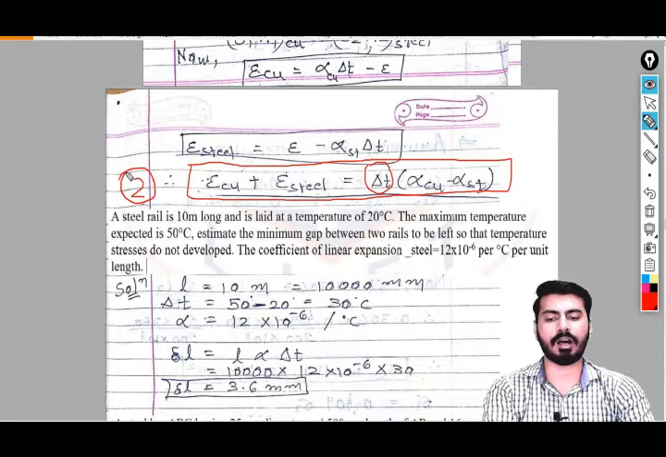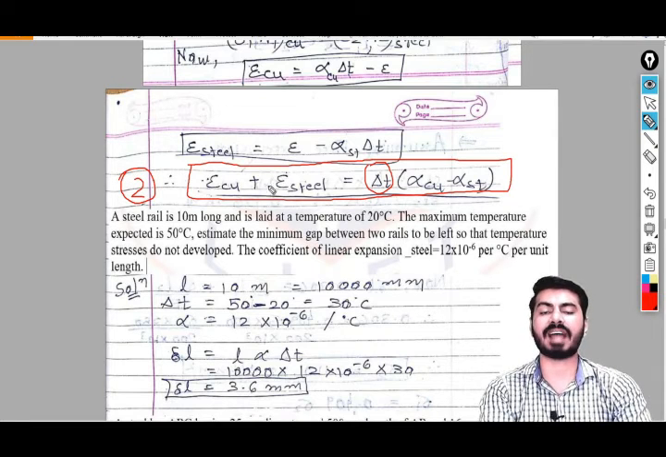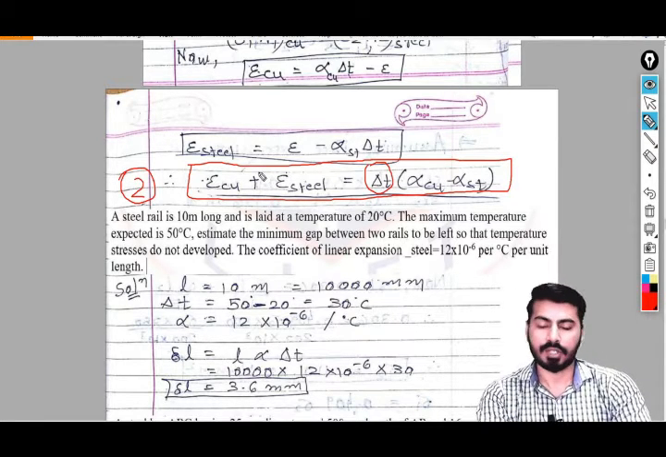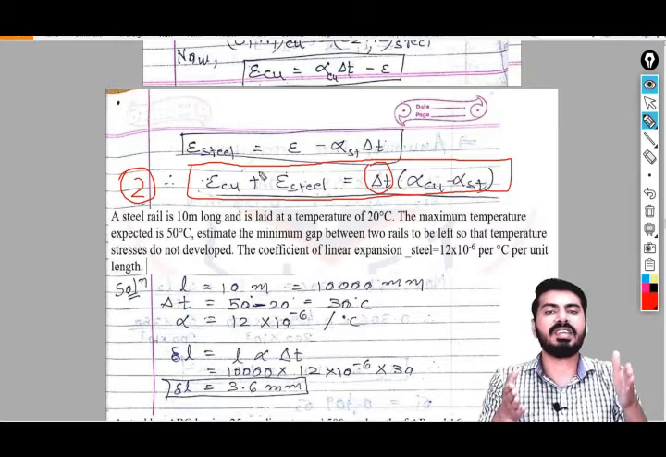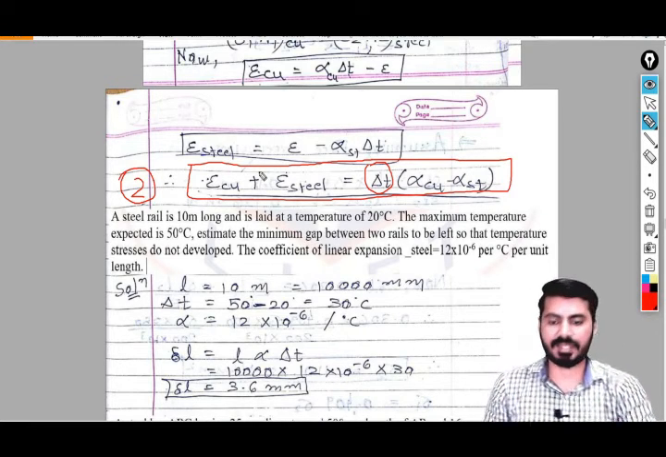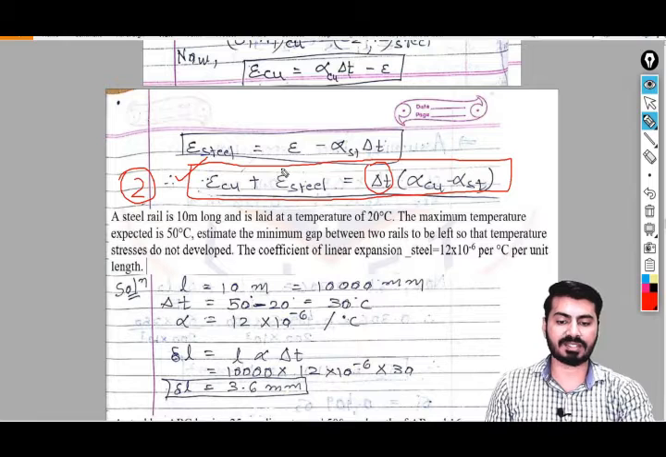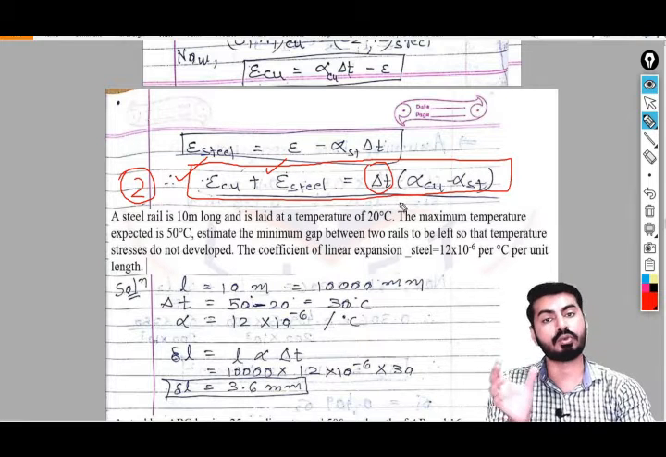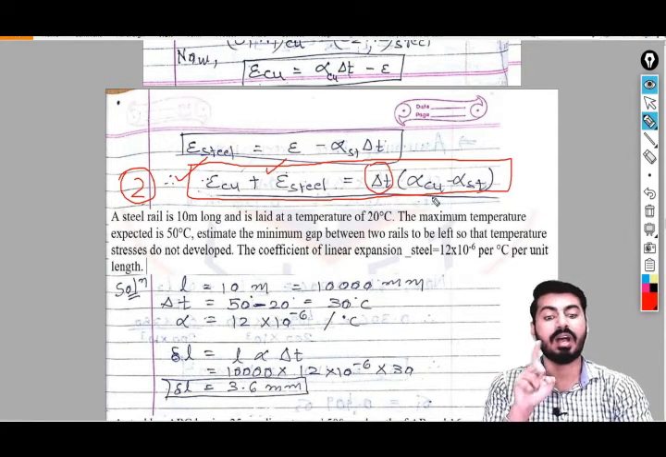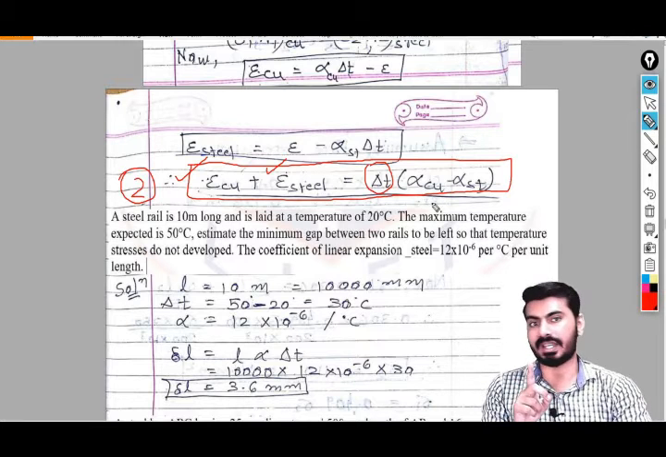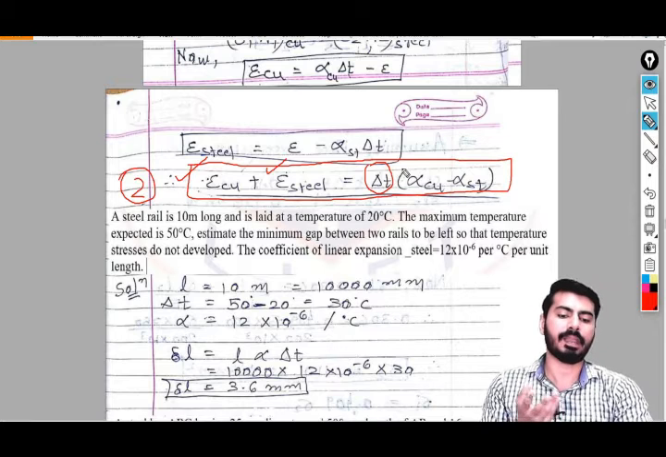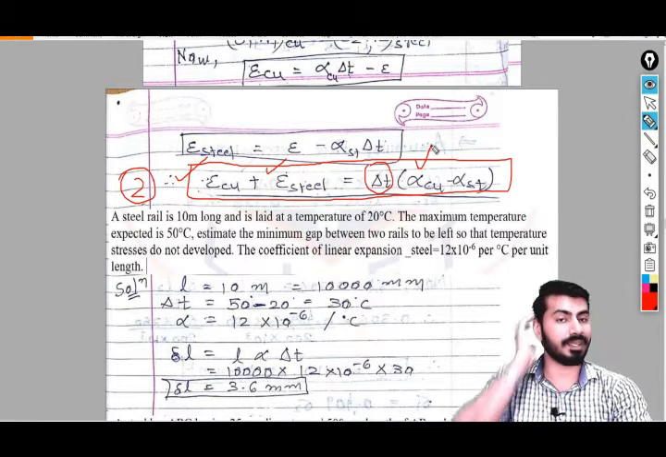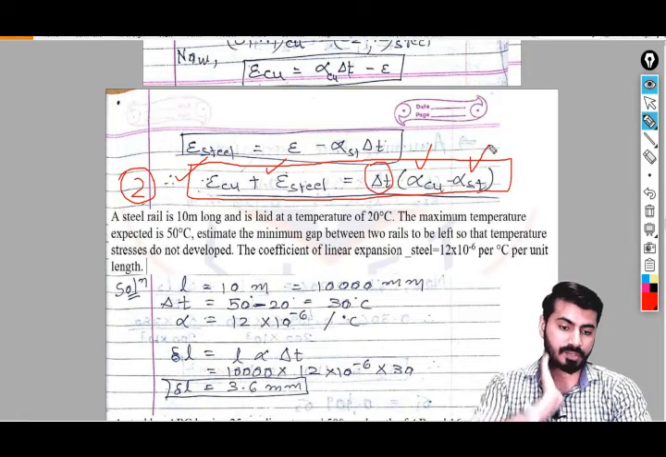Whenever a composite bar example is asked for the thermal stress calculation, you will use two different steps. The first one: the force P for the first material is equal to the force P for the second material. The second step: strain for the first material plus strain for the second material is equal to change in temperature into alpha, the coefficient of thermal expansion of the first material, minus the coefficient of expansion of the second material. Now which material should be used over here and which material should be used over here?